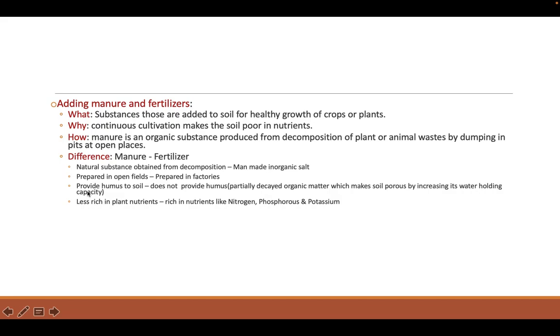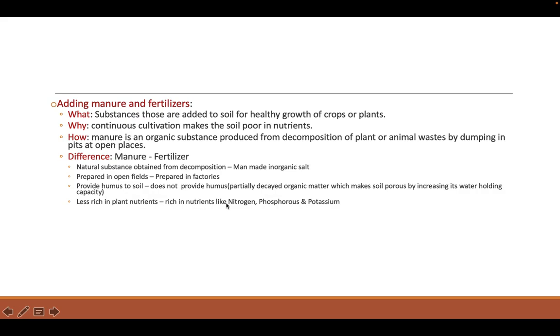That's another difference. Manure provides humus to the soil, whereas fertilizers don't provide humus. Now, what is humus? It's partially decayed organic matter which makes soil porous by increasing its water holding capacity. So, humus is something which is usually produced when we produce manure. That's not possible when we produce fertilizers in the factories. So that humus is possible with manure, but not with fertilizers.